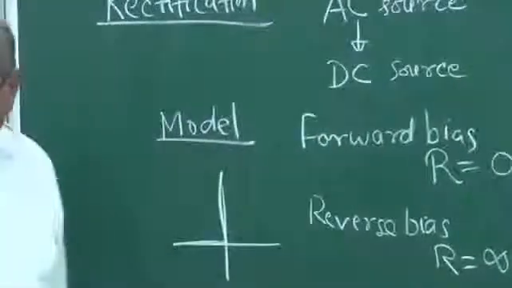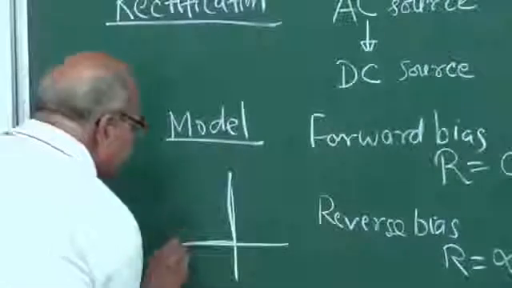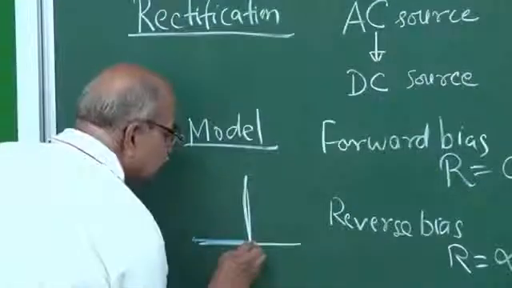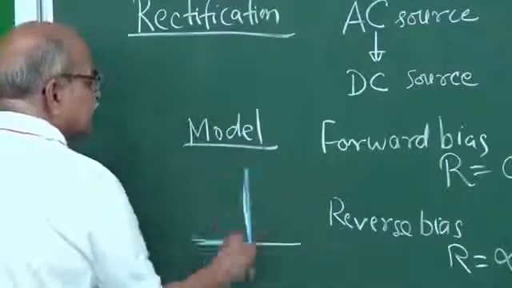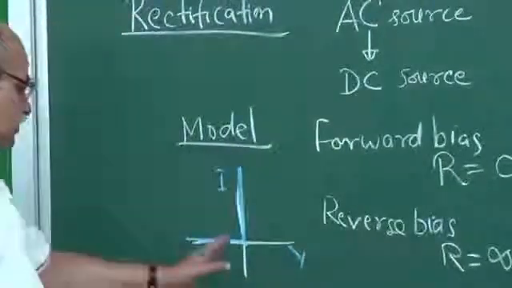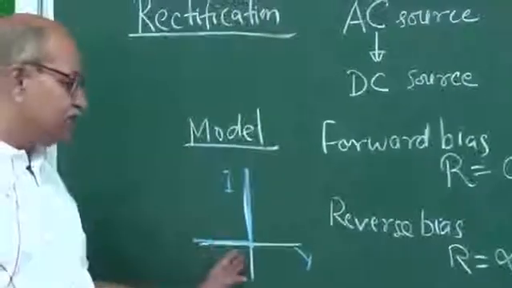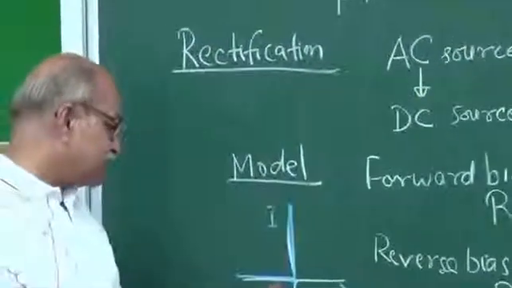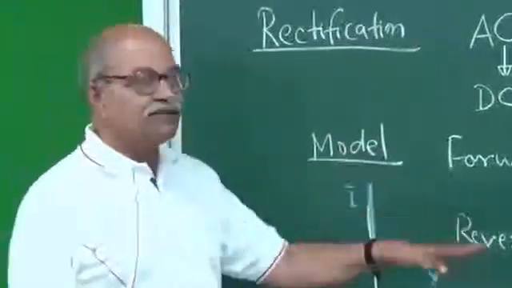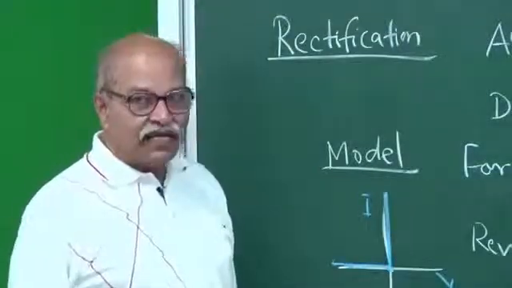It is 0 here, and then suddenly it goes like this. So this is I and this is V. For the reverse bias, there is no current, the resistance offered is infinity, it's like an open circuit. Whereas once it is forward biased, the diode doesn't offer any resistance, and the current goes very high.